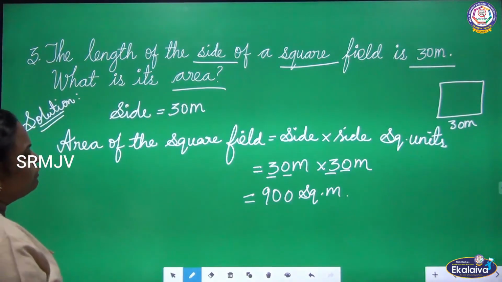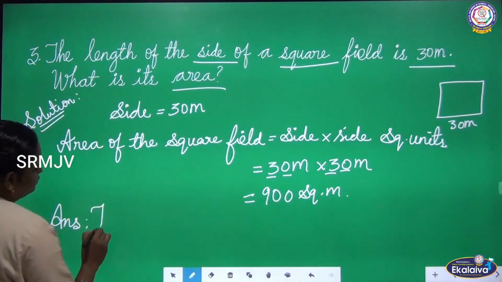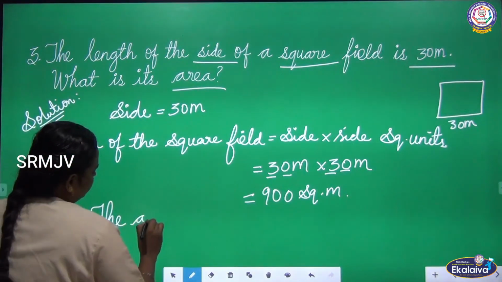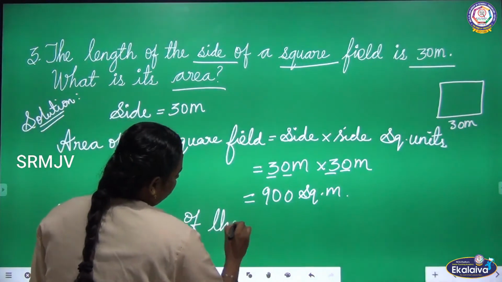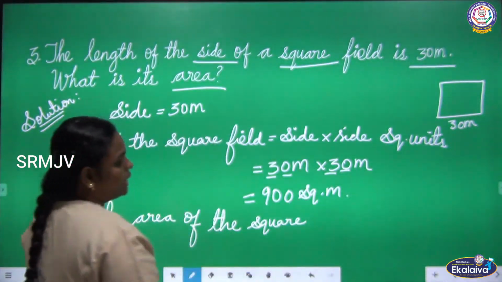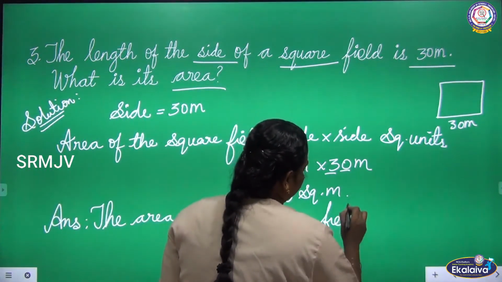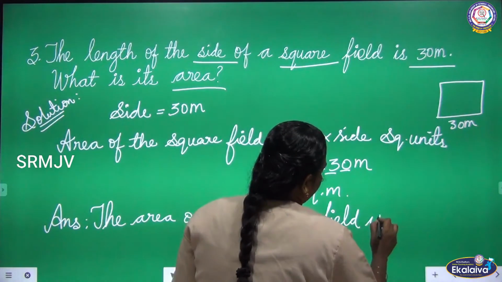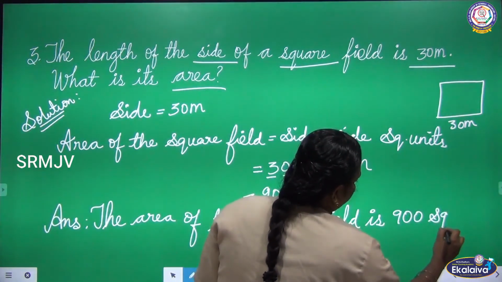So the area of the square field is, so the answer, the area of the square field is 900 square meter.